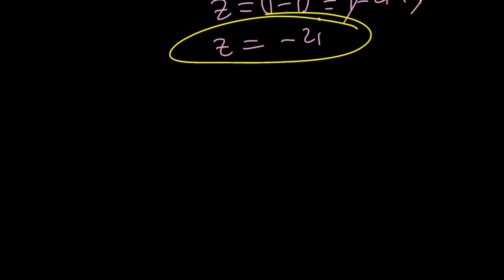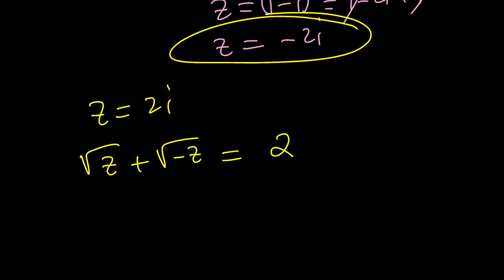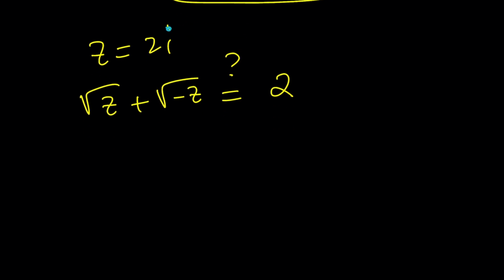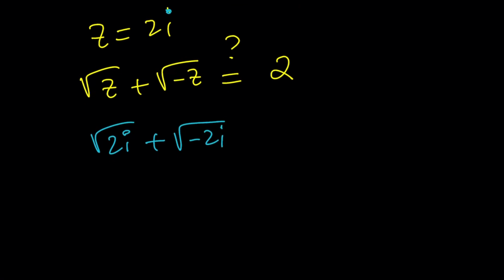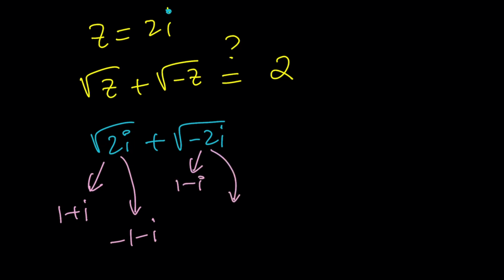Now, we know that z is equal to 2i, right? So we can plug it in to make sure that it satisfies the equation. Is it true for z equals 2i? We can just test one of these. You don't have to test both, but if you do want, definitely. Now, if you plug it in, this is going to be the square root of 2i, and this is going to be the square root of -2i. Here's the problem. 2i has two square roots, and -2i has two square roots. So let's take a look at the alternatives. The square root of 2i is 1 plus i, and its opposite, which is -1 minus i. The square root of -2i is 1 minus i, and its opposite, which is -1 plus i.